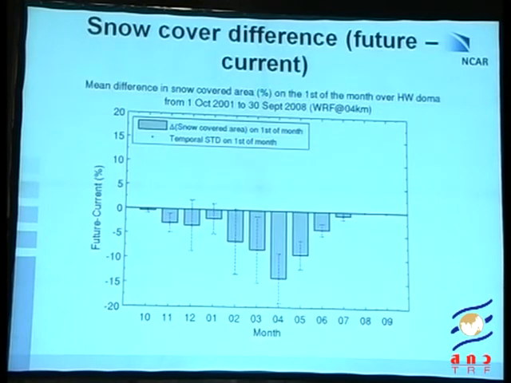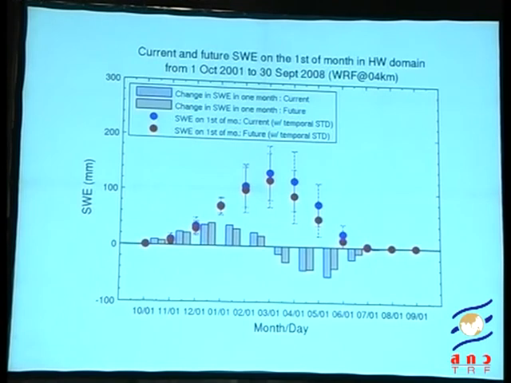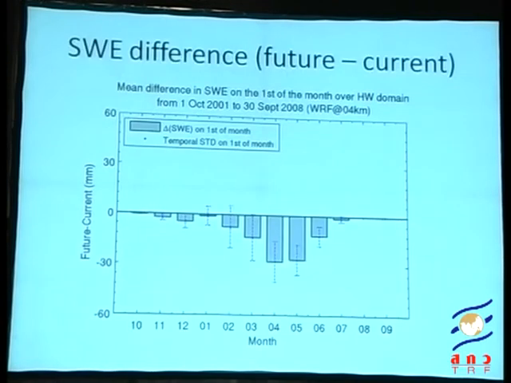Snow cover, because of the warmer climate, we actually decrease snow cover. So by April 1st, we're 15% less snow cover. I'm going to skip that slide. This is the snow-water equivalent difference. And this is now the snowpack. So you can see the snowpack actually doesn't change that much, which is good news. But it does eventually start decreasing because of the increased melting as we're getting warmer.